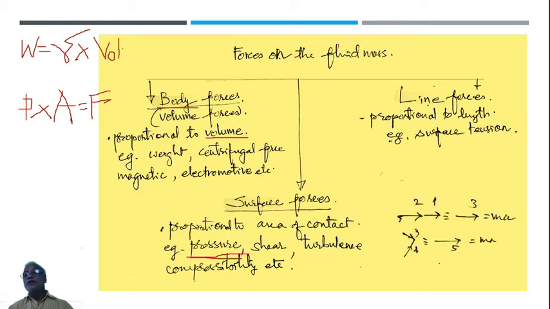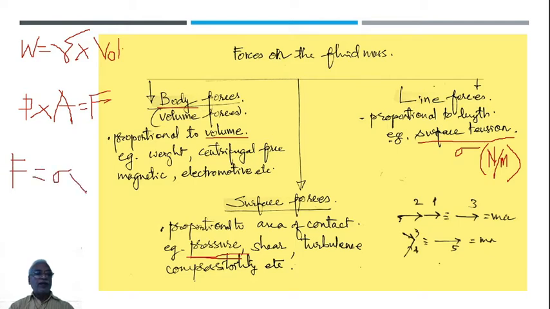Then the last one is line forces. This is proportional to length. The simple and best example is surface tension. You know that surface tension is denoted by sigma. The unit of measurement is Newton per meter length. So it is obviously depending upon length. Now if you want the total force because of surface tension, the force will be equal to the sigma multiplied by the length.